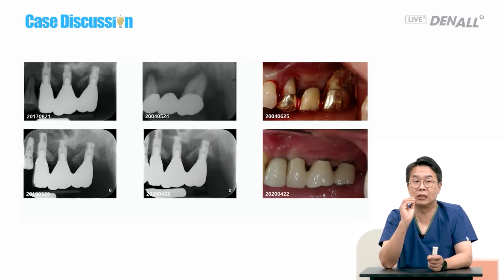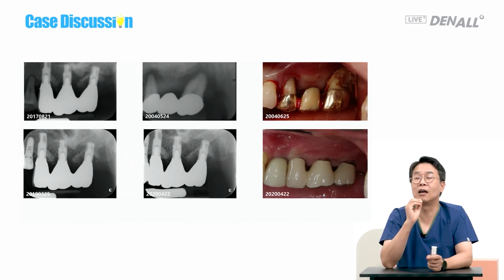So this case is for the question whether bone should be vertically raised or not. The answer is if bone can be made as much as possible in a natural way, the implants can be stably maintained for a long time. That's why I came up with this case.